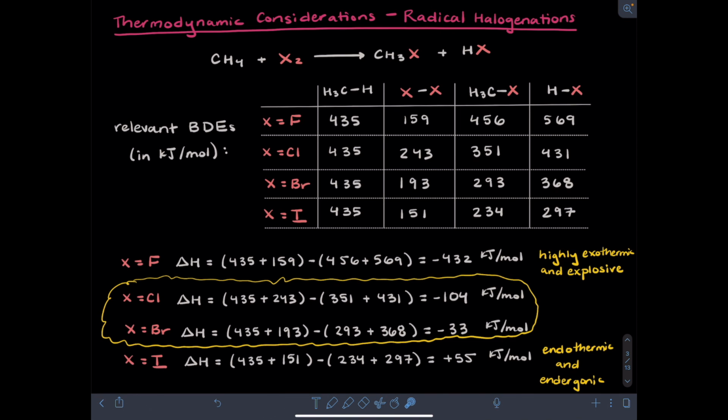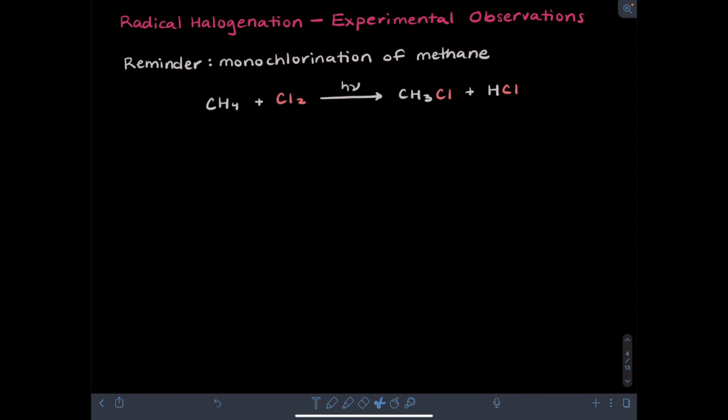So because of the problems with F2 and I2, for the remainder of the video I'm going to be focusing on radical chlorinations and brominations. Before explaining the theory of the selectivity of these reactions, I want to show you the experimental observations. We've previously seen that methane can be monochlorinated if methane is treated with Cl2 in the presence of light. From there, organic chemists also wanted to look at other alkanes with more carbons.